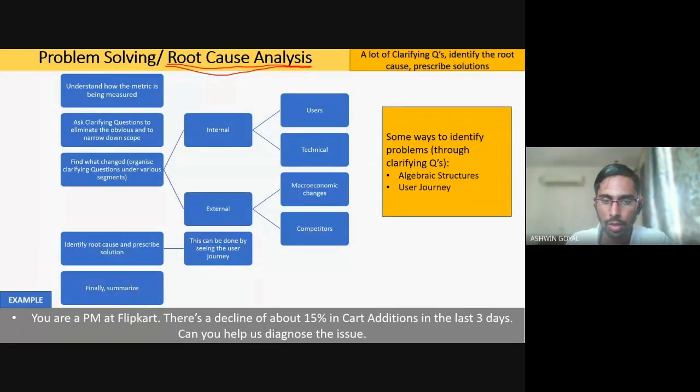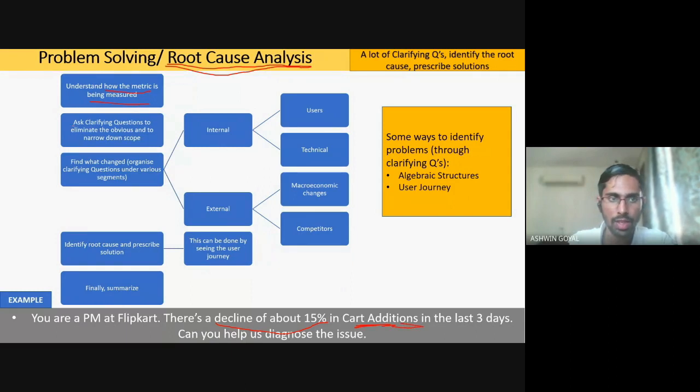And to find the root cause, you need to ask some leading questions, right? You need to ask some witty questions so that you get to the root cause at the earliest, basically, and within the minimum number of questions. So that is about root cause analysis. First, we understand how the metric is being measured, right? How are we measuring decline in the number of cart additions? How is this metric being measured?